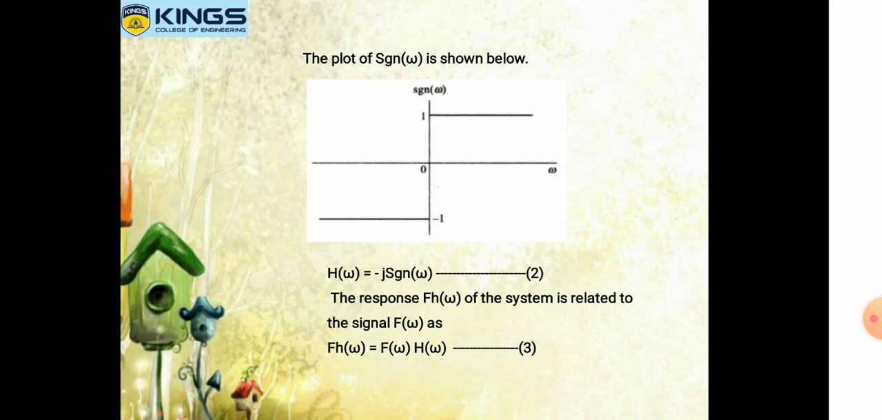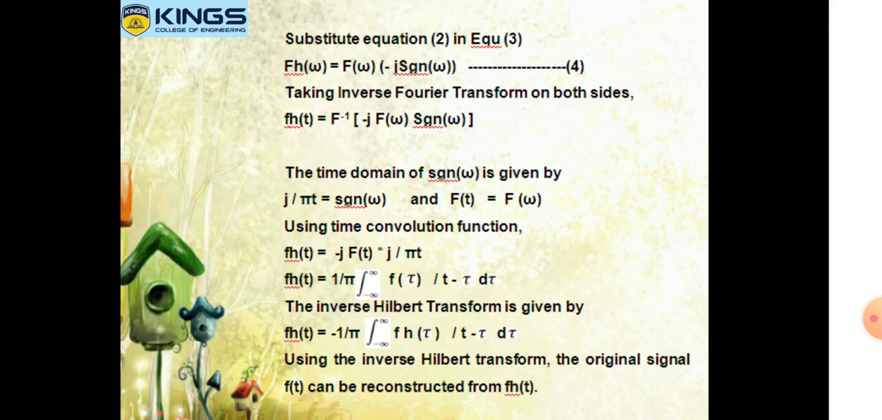The response fh of omega of the system is related to the signal f of omega as fh of omega will be equal to f of omega into h of omega. Have it as equation number 3. Now we are going to substitute the value of h of omega in equation 3. So substituting the equation, we will be getting fh of omega will be equal to f of omega into minus j signum of omega.